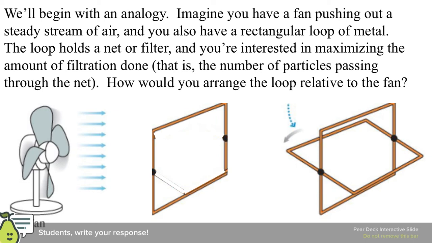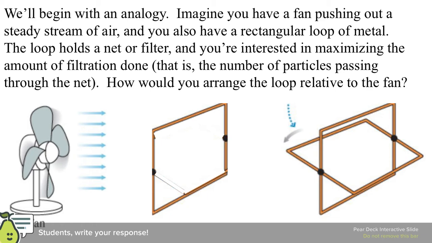Imagine you have a fan pushing out a steady stream of air, and you also have a rectangular loop of metal. The air holds a net or filter, and you're interested in maximizing the amount of filtration done, that is, the number of particles pushing through the net. How would you arrange the loop relative to the fan? And of course, you'd do it face on to the fan, right?